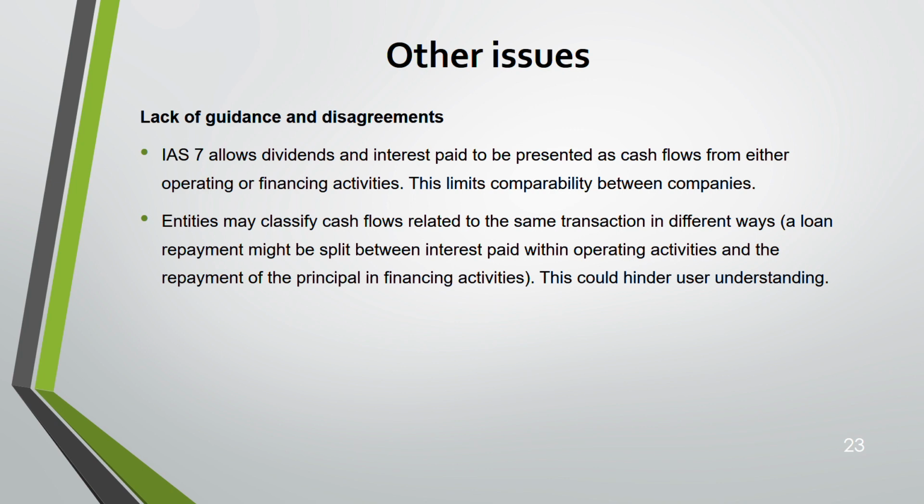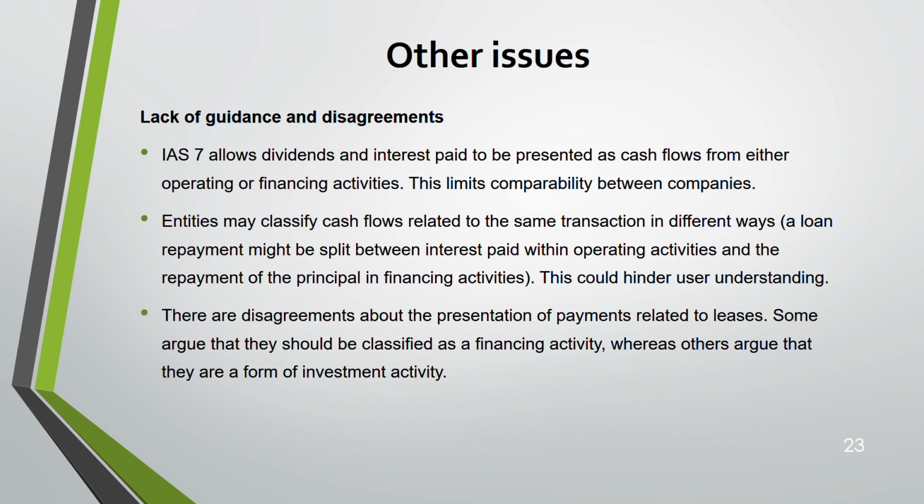For example, if you take a loan, it has a principal amount and an interest amount. Principal amount is in financing, interest paid is in operating activity. So do you think it makes sense? It's just one loan, one element, and two separate places. Then there are disagreements regarding the presentation of lease payments, because some say it has to be classified as financing activity, whereas some say it's a form of investment activity. So there's a debate going on between the classifications.